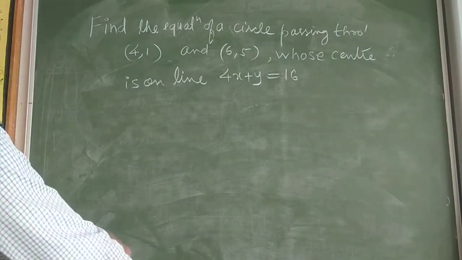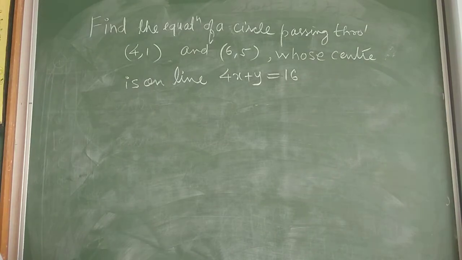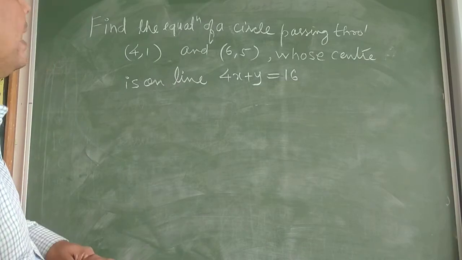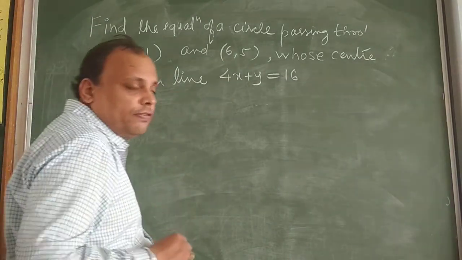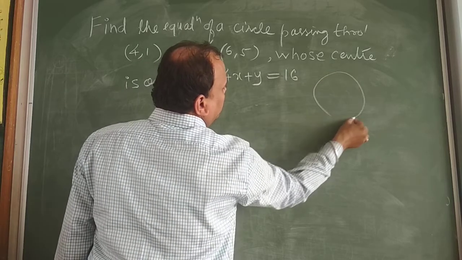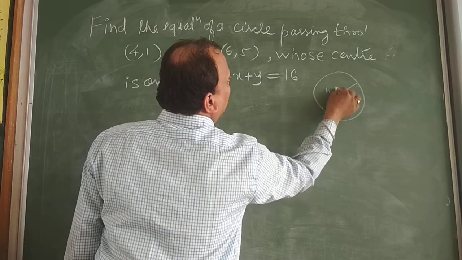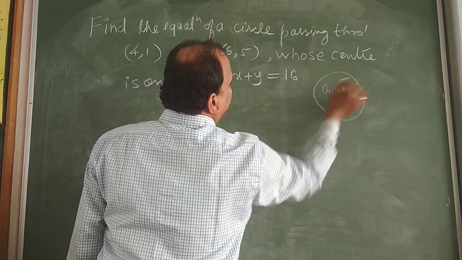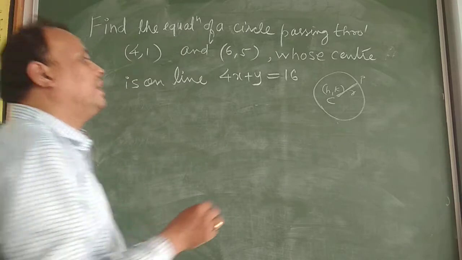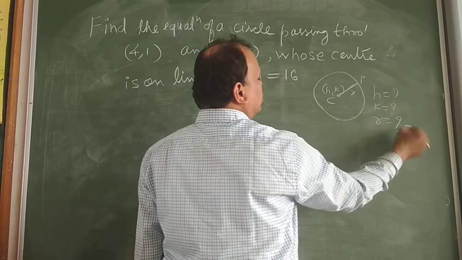Find the equation of a circle passing through 4, 1 and 6, 5 whose center is on the line 4x plus y equals 16. So actually, in order to find the equation of a circle, what things do we need to understand? We need the center coordinates and the radius. So center is C. We need the radius. So three things we need: h is equal to question mark, k is equal to question mark, radius is equal to question mark.